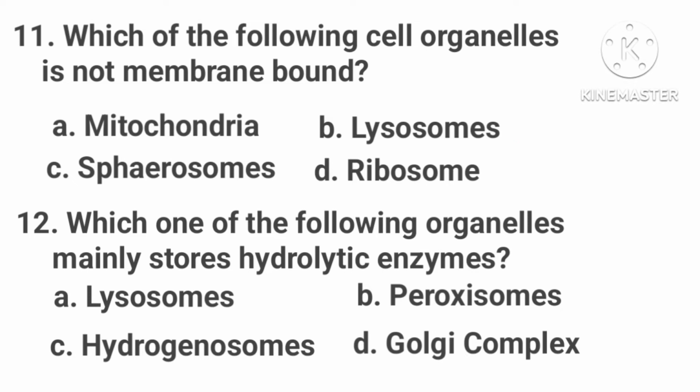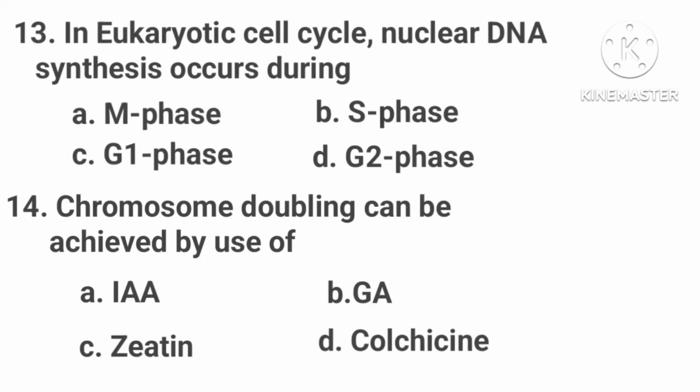Next, which one of the following organelles mainly stores hydrolytic enzymes? Option A lysosomes, option B peroxisomes, option C hydrogenosomes, option D Golgi complex. The correct answer is option A lysosomes. I have already mentioned this in the previous question. Here the lysosome releases hydrolytic enzymes. These enzymes digest their own cell and ultimately the cell dies. So they are called suicidal bags.